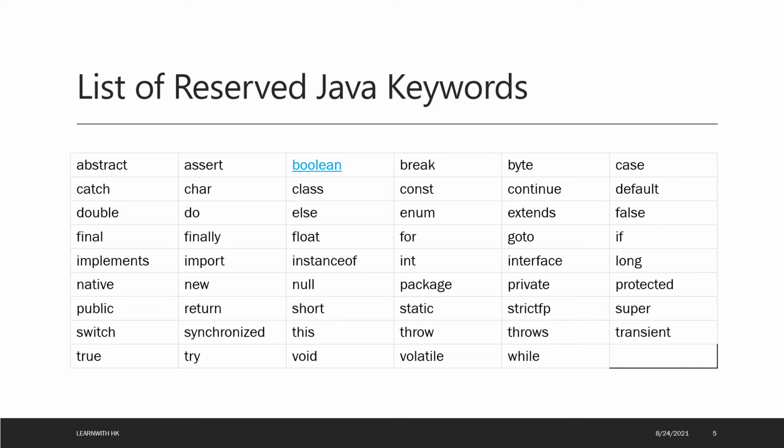To give an overview of all 53, this is the list of reserved keywords we have in Java. You can just read through. Okay, so let's go to the next slide.